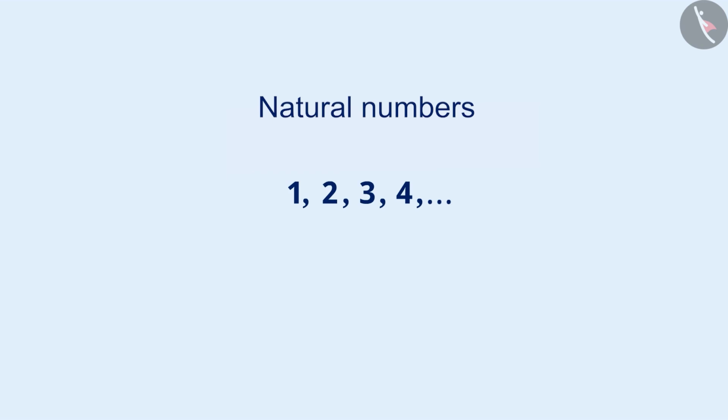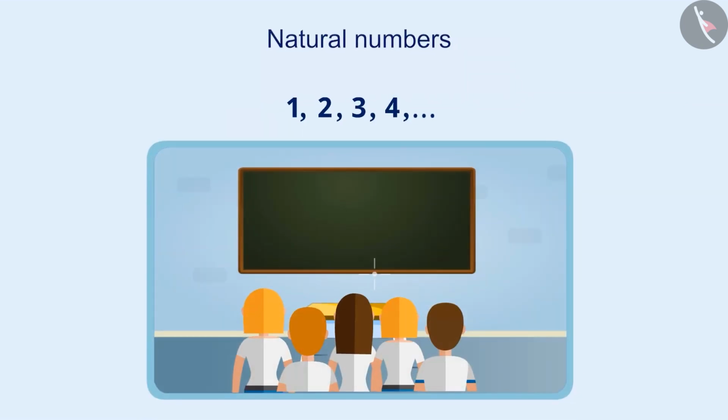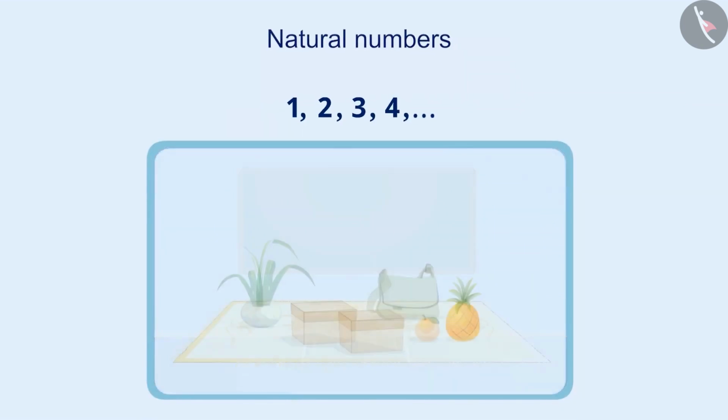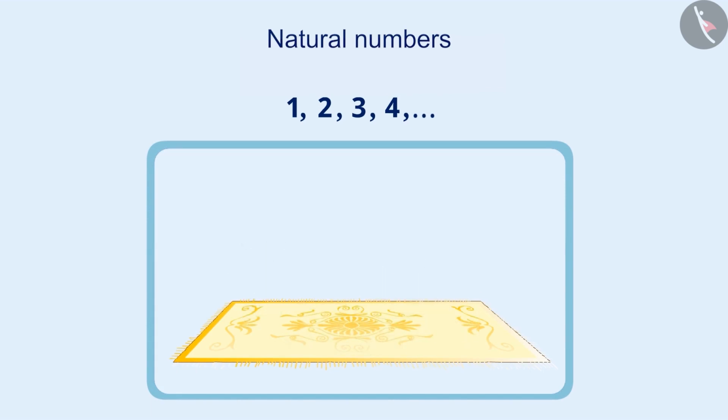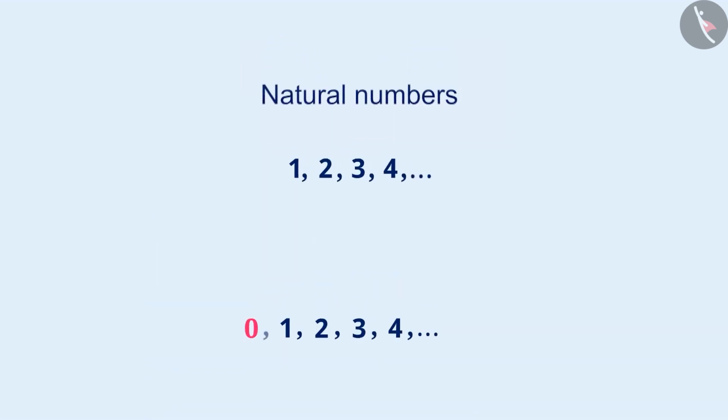What if there is nothing to count? For example, if there are no students in the class, there is no one to count. What if all birds fly away from the tree? How do you express it in maths? Yes, you are right. Such number is expressed as 0 in mathematics. Therefore, if we add 0 to the natural numbers, we get the collection of whole numbers.